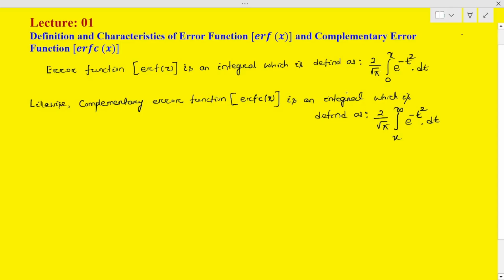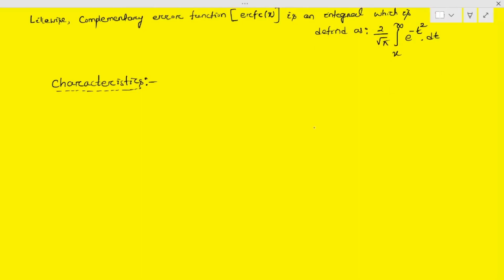Now we are going to go for the characteristics of the error function and complementary error function. Just put the heading characteristics. First one, error function of 0 equal to 0. It is very simple, we can prove it here itself. We have to prove that the error function of 0 is 0.